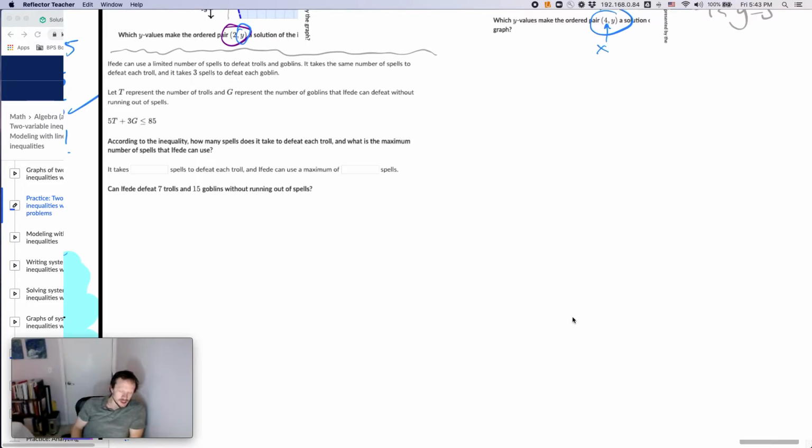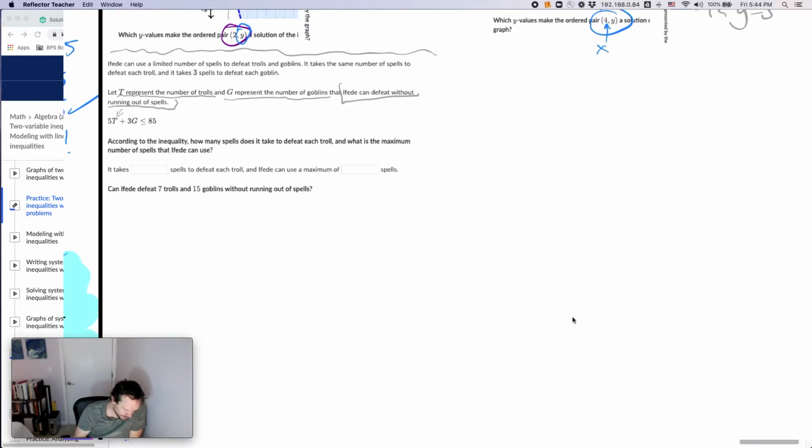Okay. So we've got a number of quantities here. This problem in particular tells us what the quantities are, tells us what variables to use. And so that's nice. When we do a second read, we're going to have this in mind, right? It tells us that T represents the number of trolls. So we know what that T is. And G represents the number of goblins that Ifede can defeat without running out of spells. So what we've got here is a scenario where somebody has come up with an inequality relating the number of trolls and the number of goblins that Ifede can defeat.